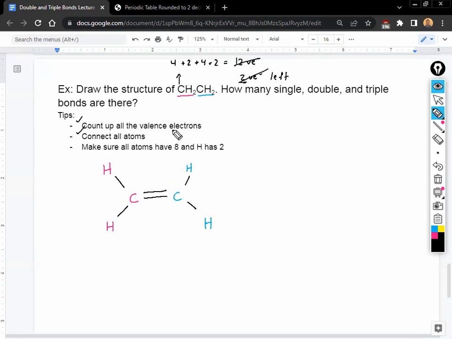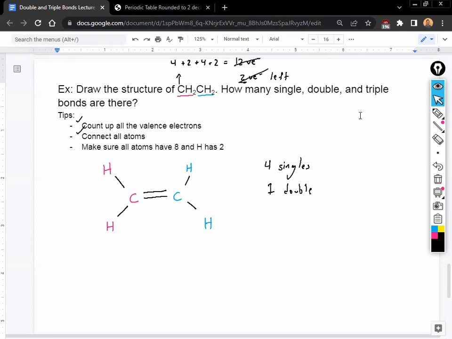That is your structure for CH2CH2. And so if we count the lines, we have 1, 2, 3, 4 single bonds. And we have 1 double bond. And we don't have a triple, so we don't really need to mention it. All right, there you go.